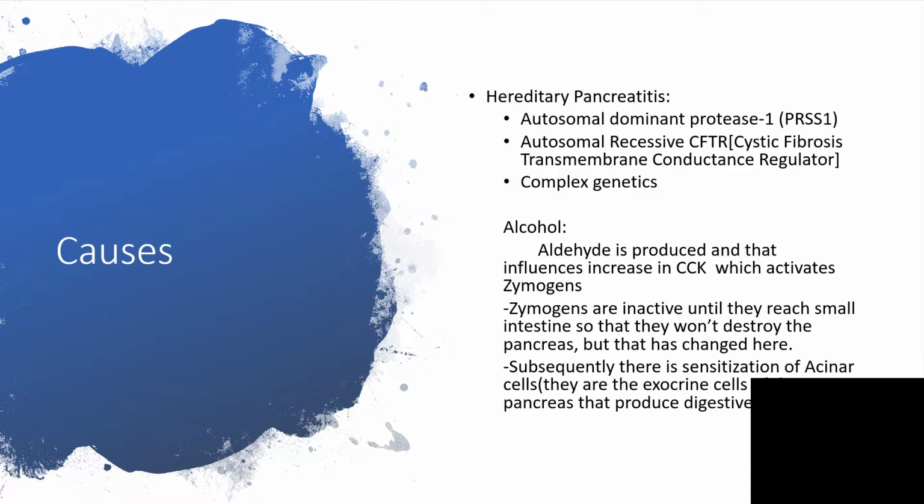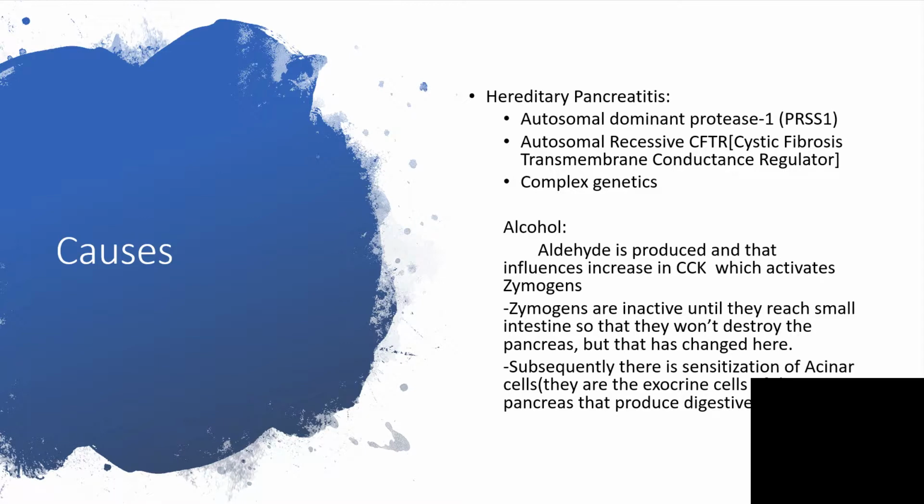Okay, alcohol. So we've seen autosomal dominant protease 1, we've seen cystic fibrosis inheritance, we've seen complex genetics, and now alcohol. We are going to talk at length about alcohol as far as pancreatitis is concerned, but please, if you can, within your power, do everything to reduce alcoholism.